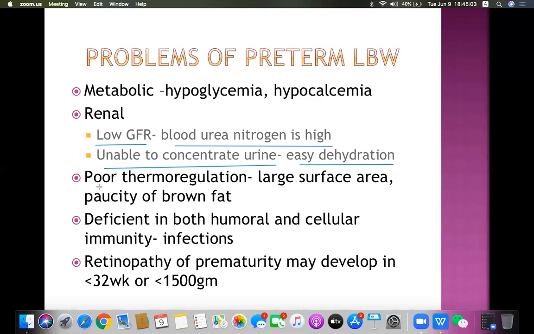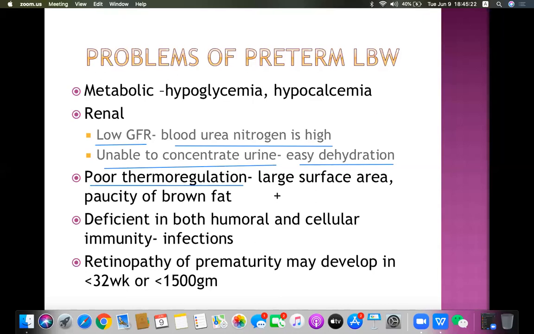Another problem may be poor thermoregulation. What does that mean? They cannot regulate the heat which is generated inside the body. Number one, the heat can be lost quickly. And another point, they cannot even generate proper heat.